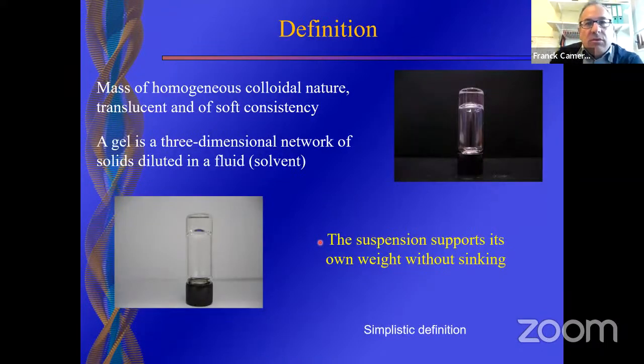Okay. So how can you define a gel? You can say that it's a mass of homogeneous colloidal nature, translucent, and of soft consistency. So you know how a gel looks. And you can define a gel as a three-dimensional network of solids diluted in a fluid. Here it's a solvent. You have two pictures of gels, and the simplest way to see if you have a gel is just to take your suspension, turn your vial upside down, and see if the solution flows. If it's not the case, you can say that you have a gel.